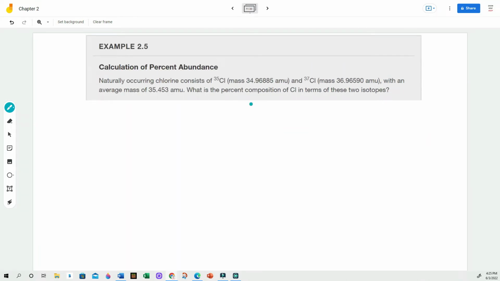Example 2.5, calculation of percent abundance. Naturally occurring chlorine consists of chlorine-35 with a mass of 34.96885 AMU and chlorine-37 with a mass of 36.96590 AMU, with an average mass of 35.453 AMU. What is the percent composition of chlorine in terms of these two isotopes?